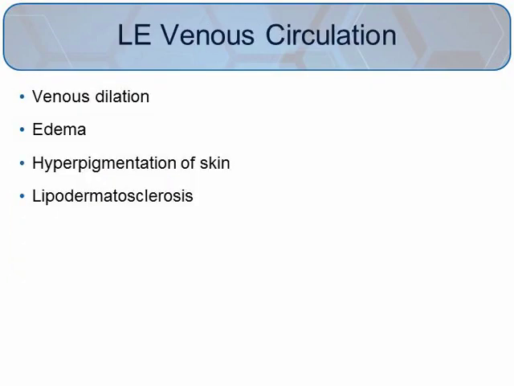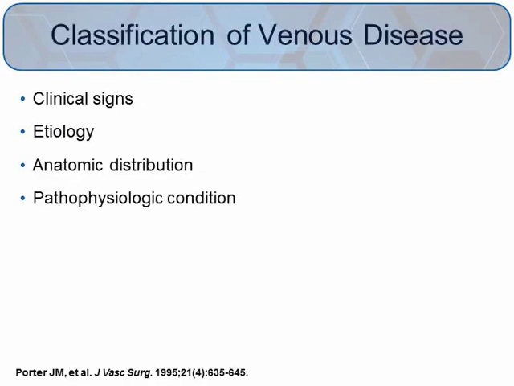When we look at venous circulation, we're looking specifically for dilated veins and varicose veins, edema, hyperpigmentation of the skin, and lipodermatosclerosis. Now, we can classify venous disease, and in fact, the American Venous Forum posted a classification system called the CEAP classification system. This was published in the mid-90s, and it's used again to classify venous disease.